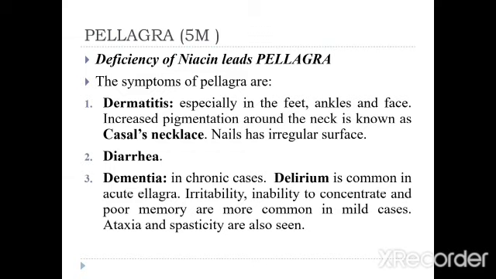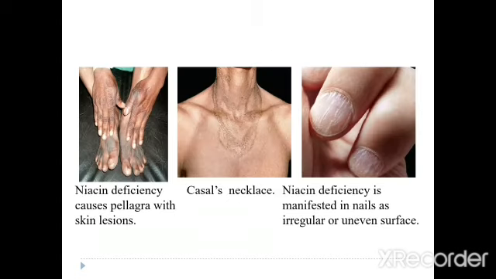Niacin deficiency is manifested in nails as an irregular surface. Second one is diarrhea. Diarrhea may be mild or severe with blood and mucus, and this may lead to loss of weight. Nausea and vomiting are also seen. Third one is dementia. It is frequently seen in chronic cases, and delirium is common in acute pellagra. Irritability, inability to concentrate and poor memory are more common in mild cases. Ataxia is also seen. So niacin deficiency causes pellagra with skin lesions, and increased pigmentation around the neck is known as Casal's necklace. And in nails it is manifested as an irregular or uneven surface.